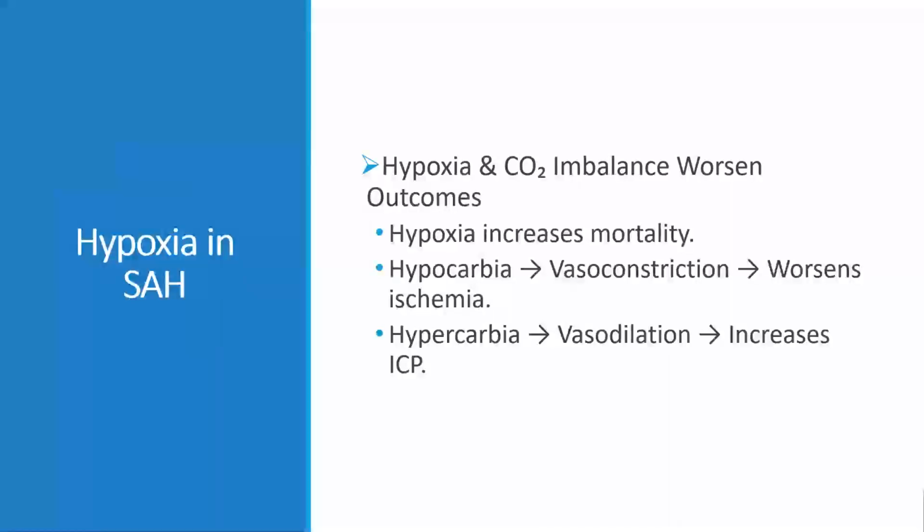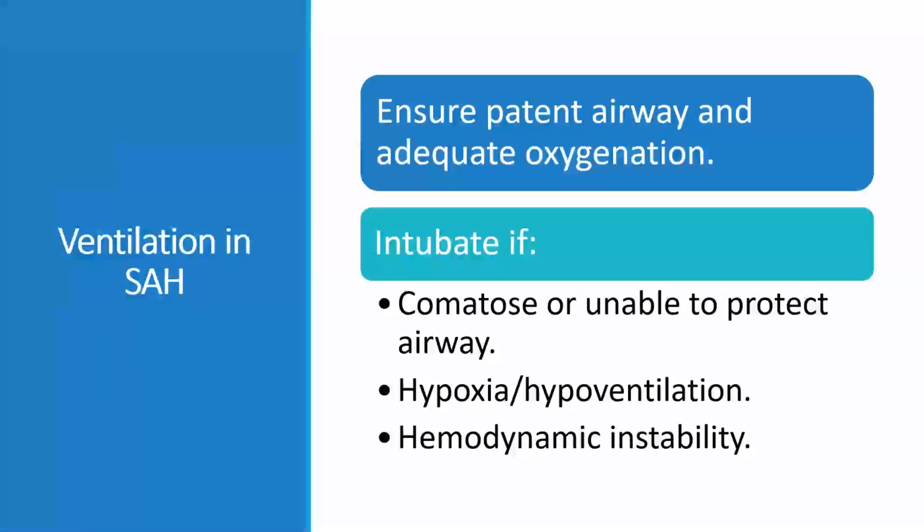Hypoxia and carbon dioxide imbalance worsen outcomes. Hypoxia increases mortality. Hypocarbia causes vasoconstriction, which can worsen ischemia. Similarly, hypercarbia causes vasodilation, which increases ICP. Both can be bad for the patients. Ventilation ensures a patent airway and adequate oxygenation. Intubate only if comatose or unable to protect the airway, when the patient is facing hypoxia or hyperventilation, or is hemodynamically unstable.